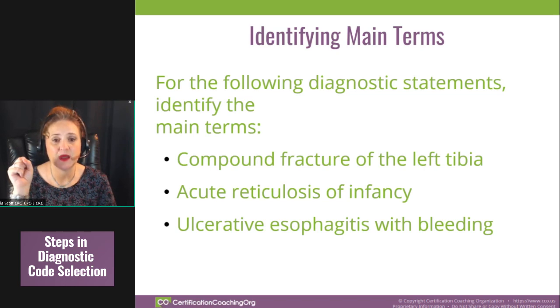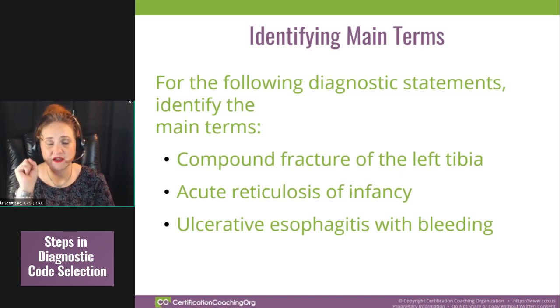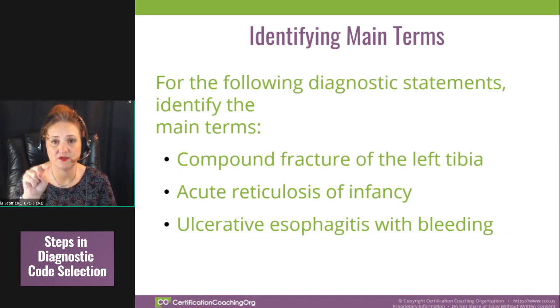If we have a compound fracture of the left tibia. Now, when we were looking at that fractured femur, remember the specificity? It said it was unspecified, fractured femur, unspecified. And I told you that the first thing that they're saying is what type of fracture it was and which femur it was, left or right. So here we have a higher specificity. We have a compound fracture, that's very specific, of the left tibia.